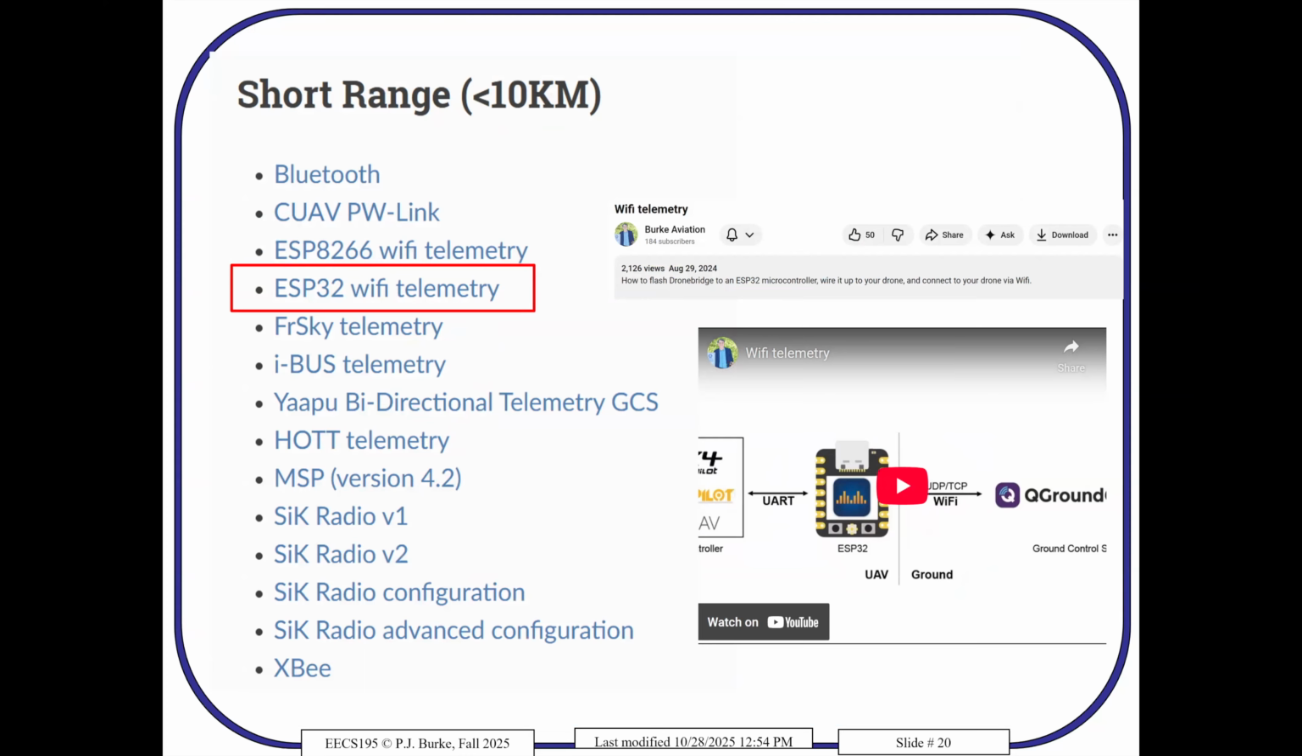short range options. Typically SiK radio, which is a custom 900 megahertz modem just for drones, was used, but it's bigger and more expensive, and it's just for drones. Some of these are becoming obsolete. Bluetooth has been around a long time. You can also use Bluetooth.